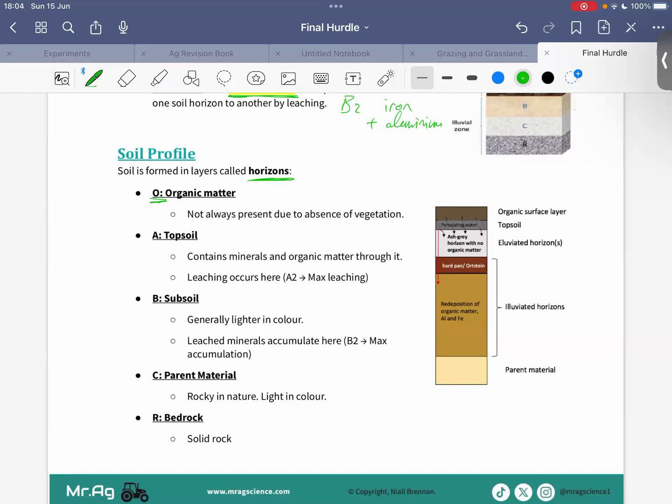Our topsoil, so A is going to be our topsoil. This is going to be the most fertile. You often hear people looking for loads of topsoil for their garden. This is the most fertile part of the soil, contains all your minerals and organic matter through it. And leaching is going to occur here.